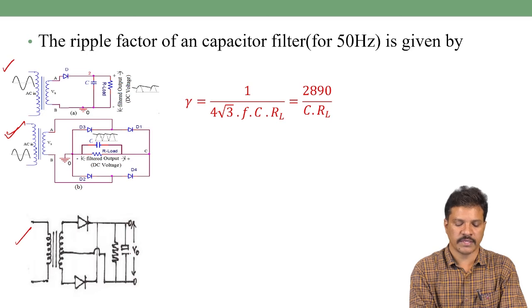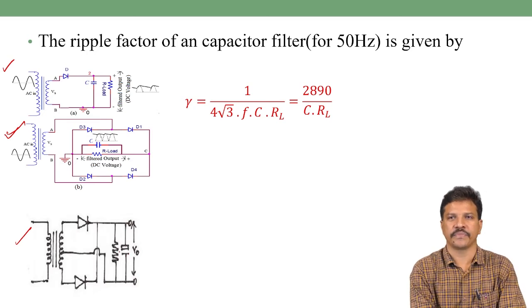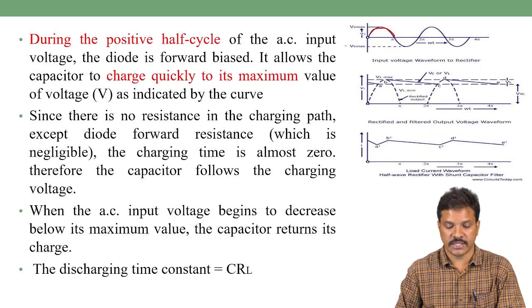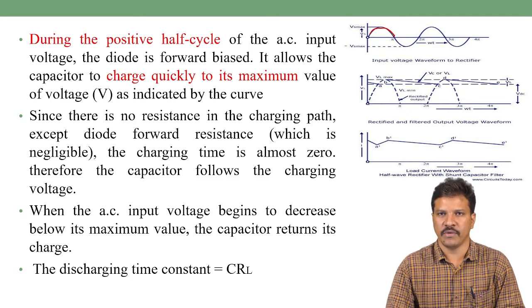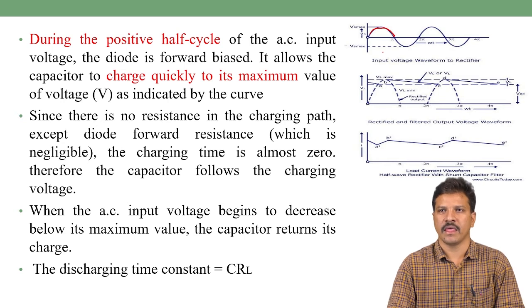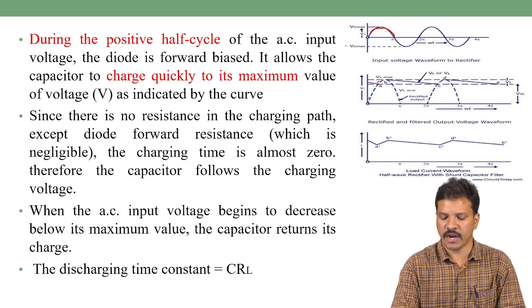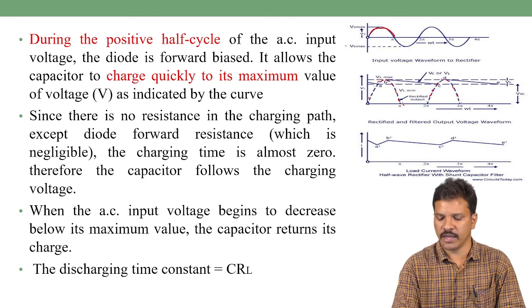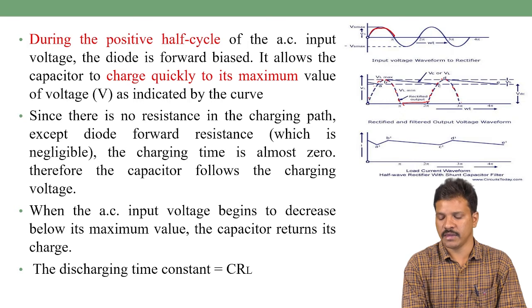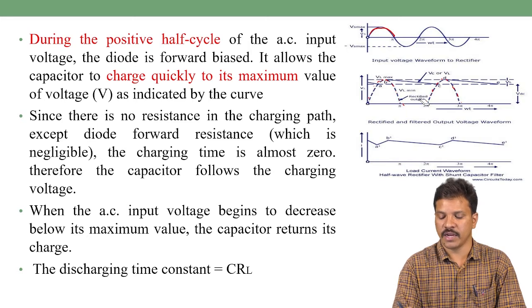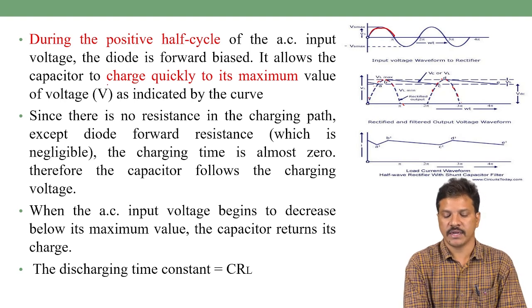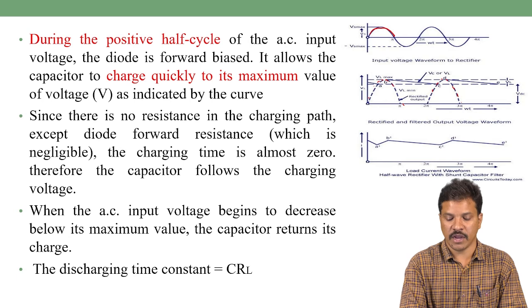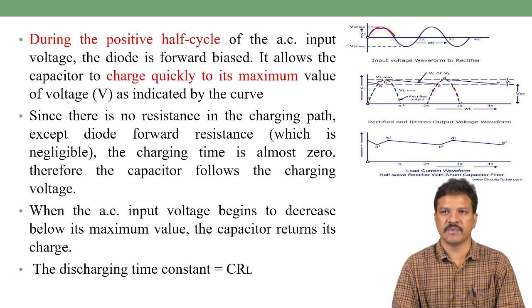So here is the capacitor across the load. Similarly, during the positive half cycle for a full wave or bridge rectifier, the rectifier starts conducting and you get the rectified output as shown by the dotted line. If it is a half wave rectifier, you get one cycle with the output suppressed during the negative cycle, pi to 2 pi. If it is a full wave rectifier, you get the full wave rectified output. During the positive half cycle of the AC input voltage, the diode is forward biased, which allows the capacitor to quickly charge to its maximum value.